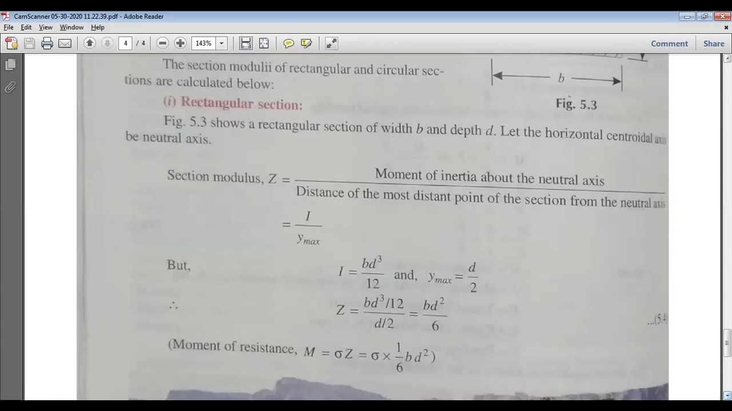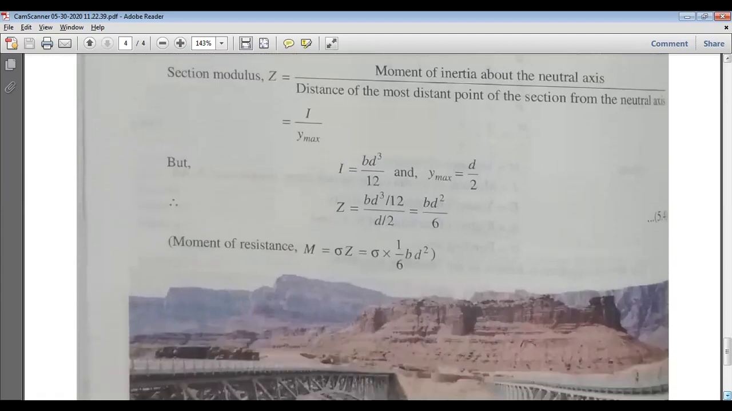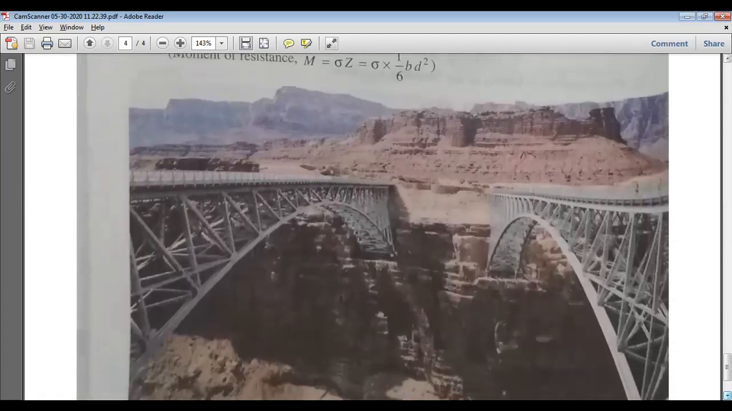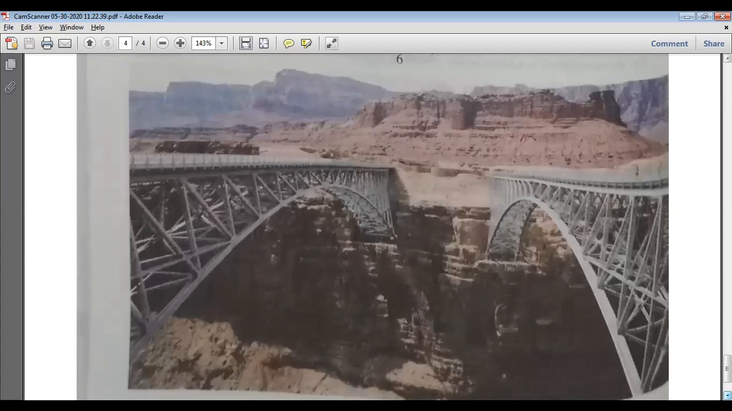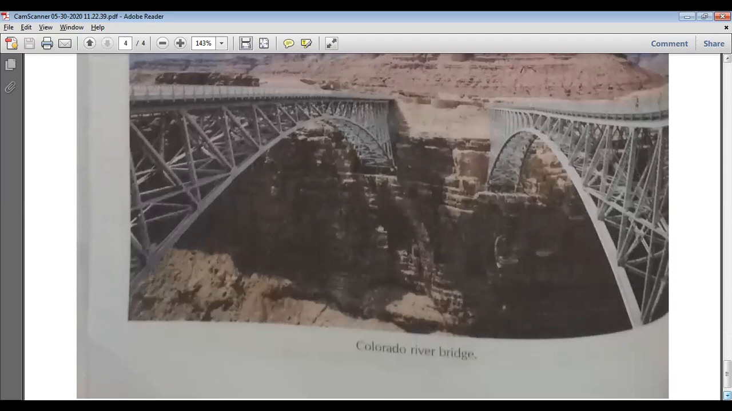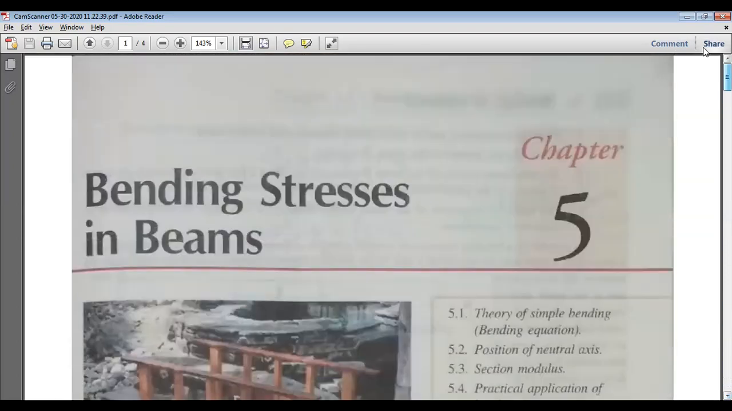Substituting this value, we then have the moment sigma into Z. As we know, sigma is nothing but M by Z, where M is the moment of force divided by the section modulus. So substituting this value, we will find the moment M. This is the section modulus. This is the Colorado River Bridge. So this was the bending equation that we have tried.